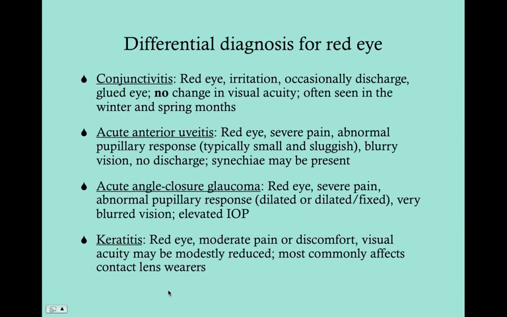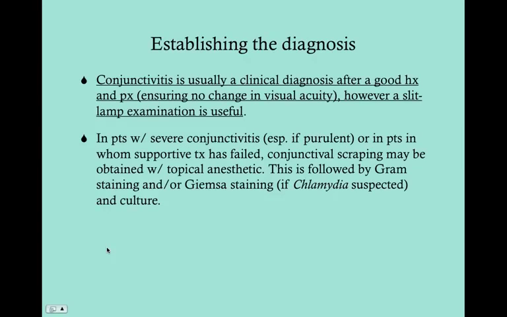So those are two things that will help you distinguish the two. But it's very common that keratitis and allergic conjunctivitis are mistaken for one another. So to establish a diagnosis, it's really just clinical. You do a history and a physical, and the most important thing is that you ensure there's no change in visual acuity. And for the most part, you can diagnose conjunctivitis that way.